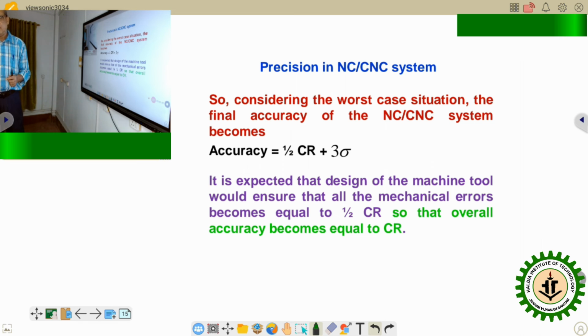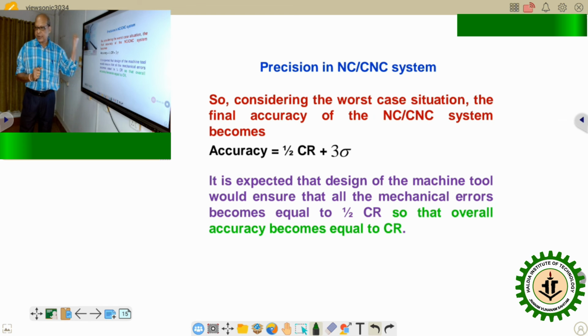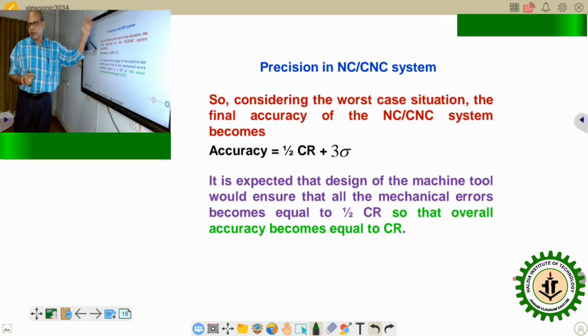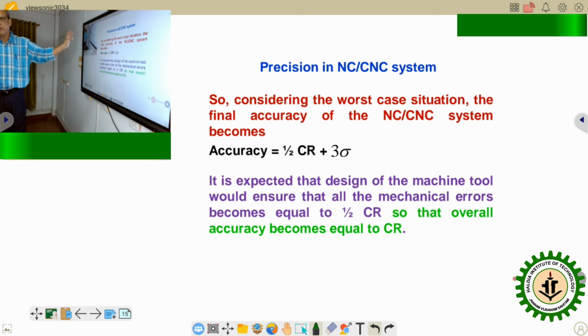This is why, while expressing the accuracy, you have to consider the worst case situation, and that is why the negative sign is dropped. So one source from the control resolution side, another from the mechanical side, and their contributions are clubbed together to give the accuracy of the entire system.